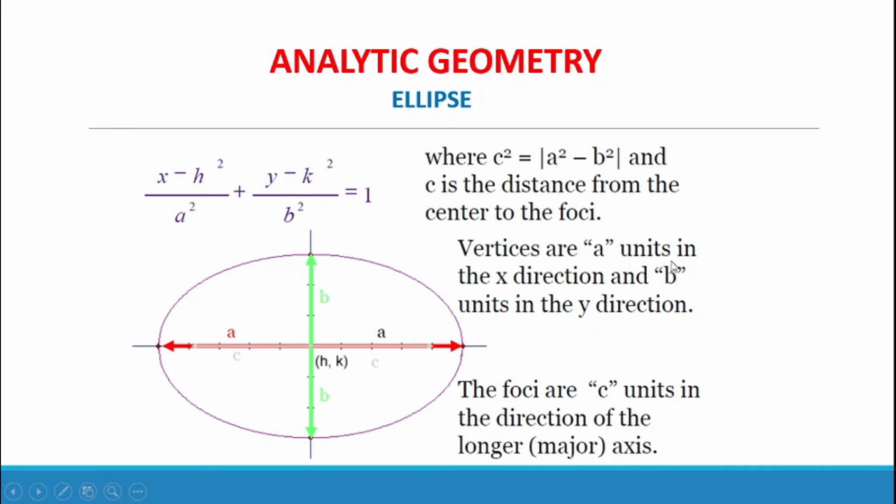Vertices are a units in the x direction and b units in the y direction, which means this is the distance along x, that's a, and the distance along y, that's b. And the foci are c units in the direction of the longer major axis, and that's c.